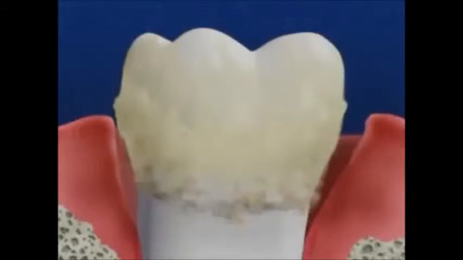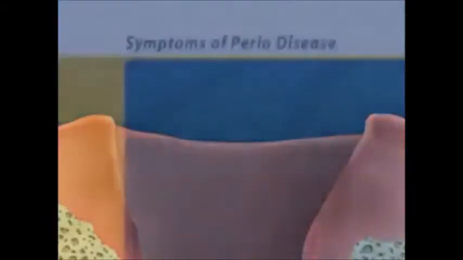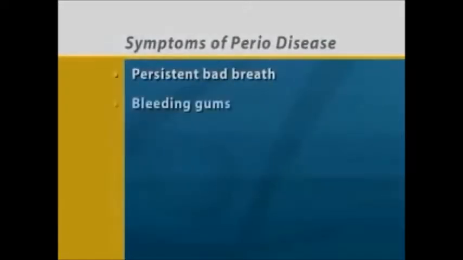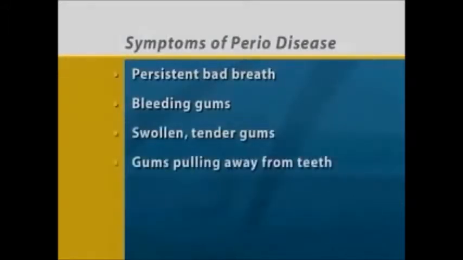When too much bone is lost, there is so little support for the teeth that they get loose and have to be removed. If you have periodontal disease, you may have some of these symptoms: persistent bad breath, bleeding of the gums when brushing or flossing, soft, swollen, or tender gums, gums pulling away from the teeth, and loose teeth.